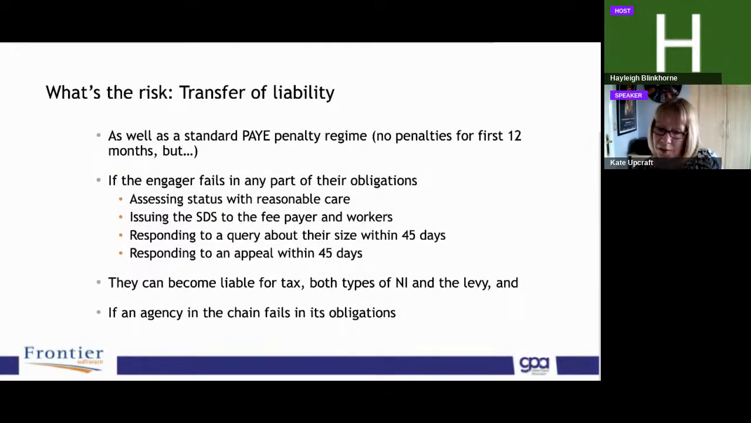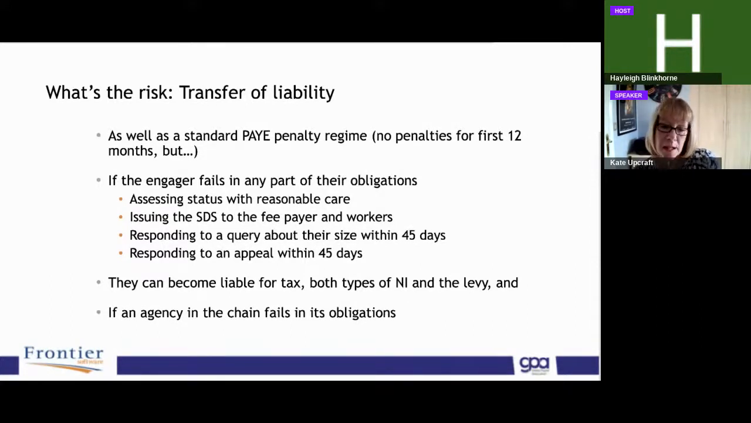So if you don't do this correctly in terms of this change of legislation, it's a very expensive risk to take, because as well as standard PAYE penalties that HMRC can levy after the first 12 months of the reforms, the other huge sword of Damocles is what we call transfer of liability. So if you fail to take reasonable care with any part of this new legislation, then the business, as in you as the engager, risks being asked by HMRC to pick up the consultant's tax and NI, as well as your own employer NI and apprenticeship levy.